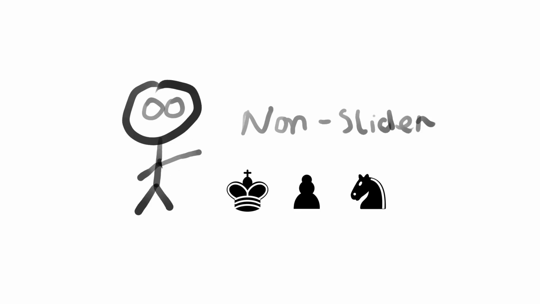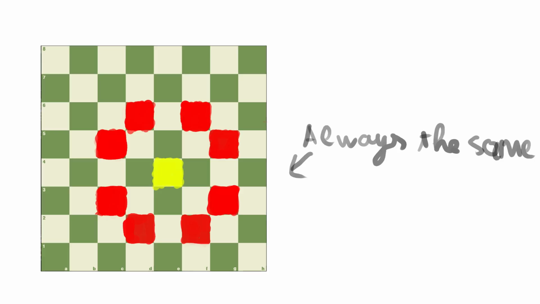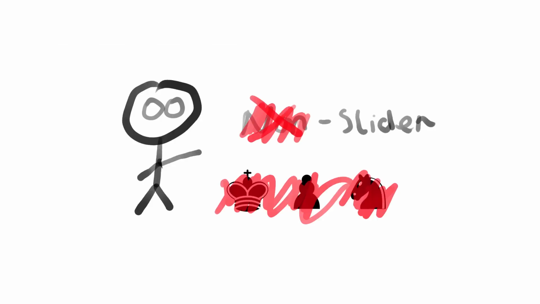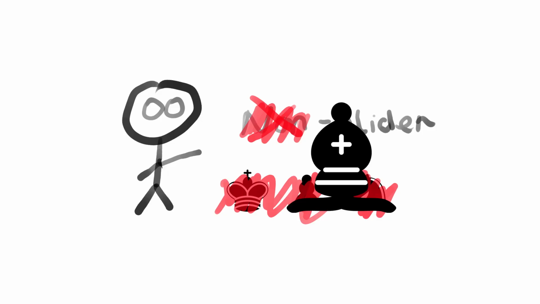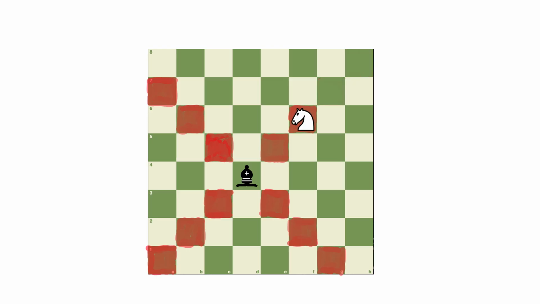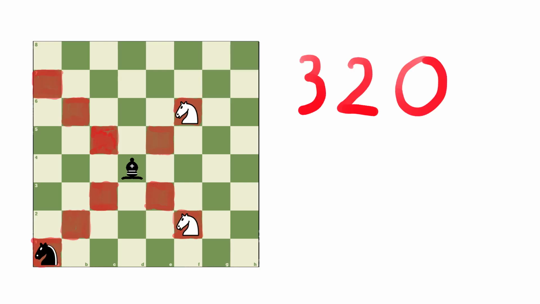But here's the issue. For non-sliding pieces like the king, pawn and knight, each square has one set of possible moves. Easy, right? But for sliding pieces like bishops, rooks and queens, it's way more complicated. The moves depend on where the blockers are. For example, a bishop on d4 can have up to 512 setups.